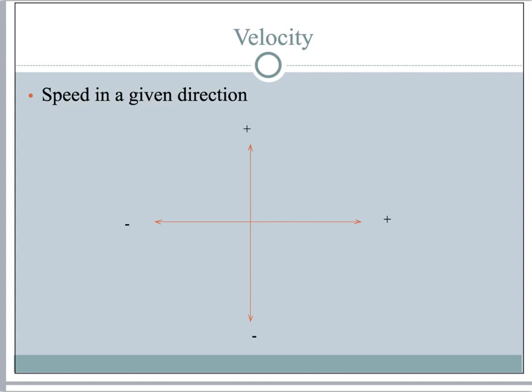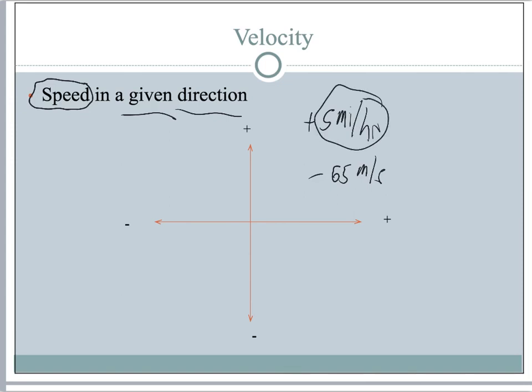So velocity, we know, is speed in a given direction. We say that speed would count as the magnitude, and then we would add a direction at the end. So if I'm going 5 miles per hour or 65 meters per second, both of those values are considered to be speeds. And then if I said positive 5 miles per hour or negative 65 meters per second, we would expect those to be called velocities, because now not only are they speed values, the magnitude, but they also have directions, so that makes them velocities.